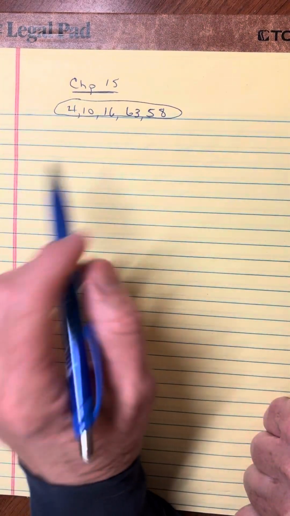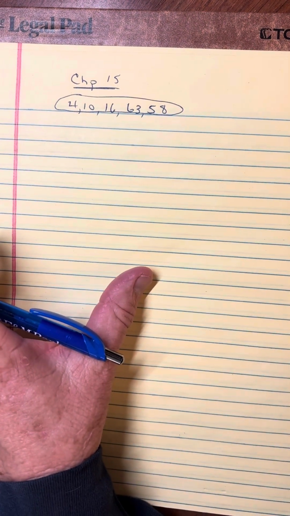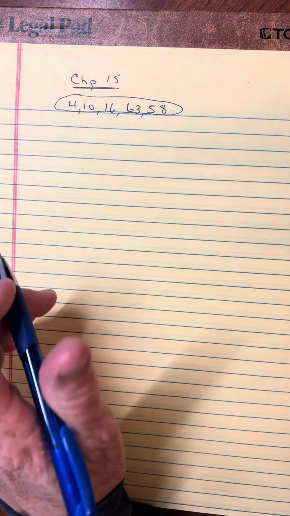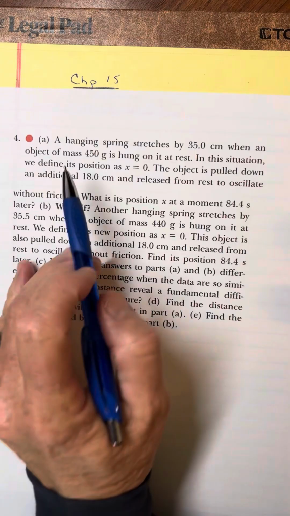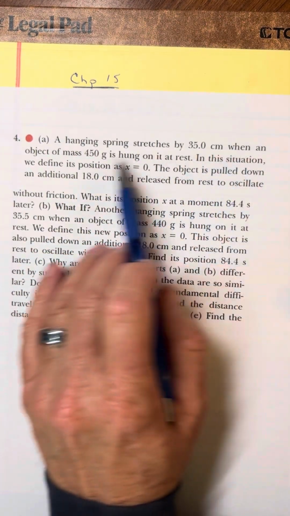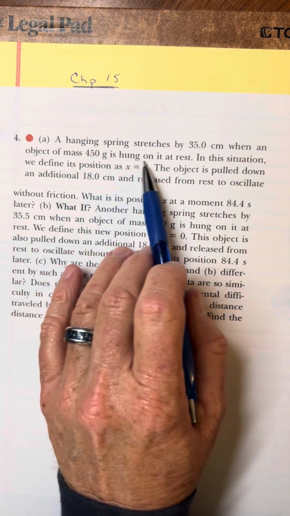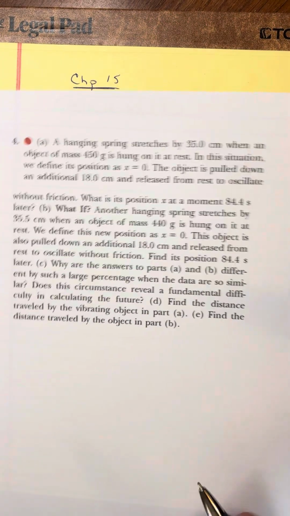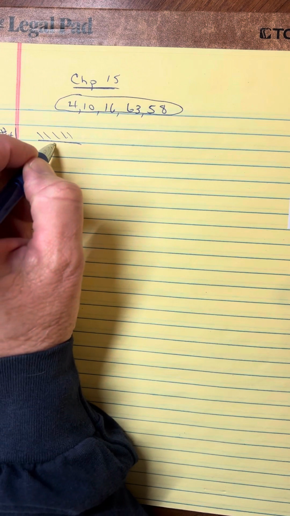I kind of skimmed through the book and found 5 good examples that I thought would be useful. So I go, hey, let me kind of give these a try here. So starting here with number 4, I printed it out of the book here. It says a hanging spring stretches 35 centimeters when an object of mass 450 grams is hung on it from rest. Now, let me pause right there and make myself a little picture.